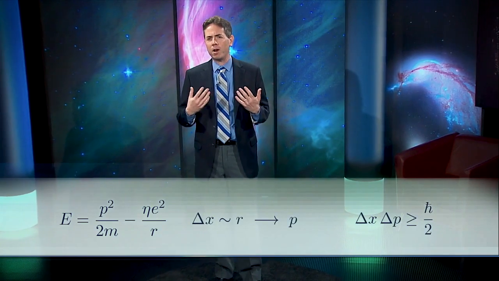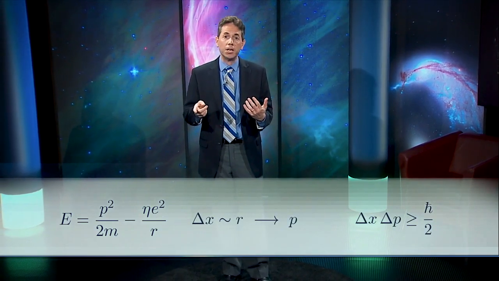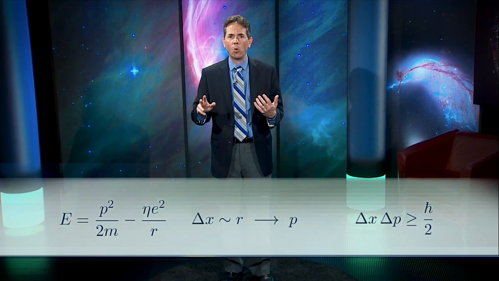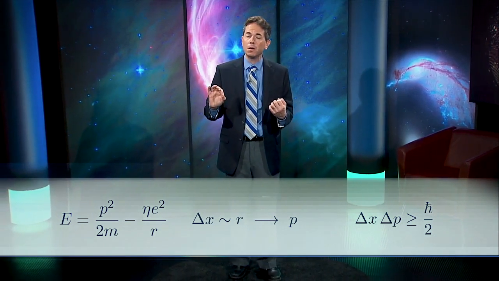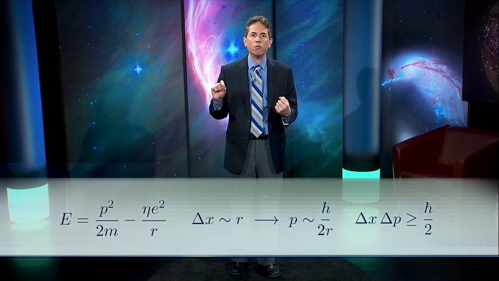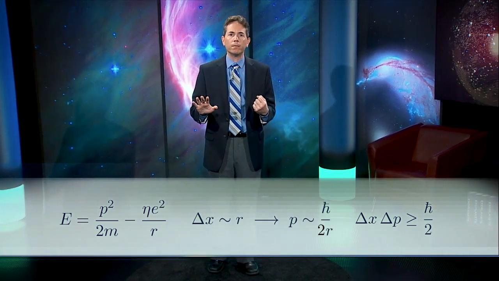If the cloud has a radius of r, the uncertainty in the electron's position is on the order of r, which means the uncertainty in its momentum can be no smaller than h bar over 2 divided by r. So, if we shrink r too much, the momentum goes up, and the kinetic energy term grows out of control. But if we increase r too much, the potential energy rises, and it starts to dominate. To get the minimum energy, we need to balance the kinetic against the potential.